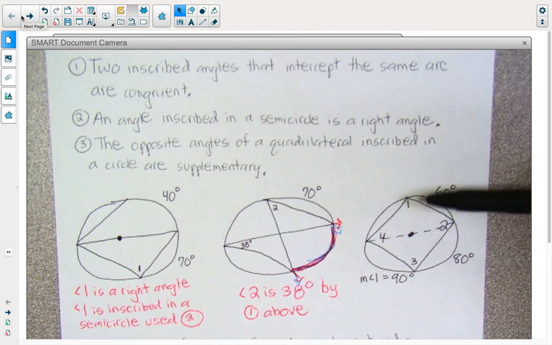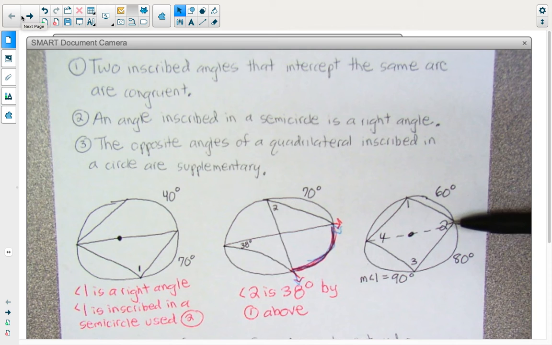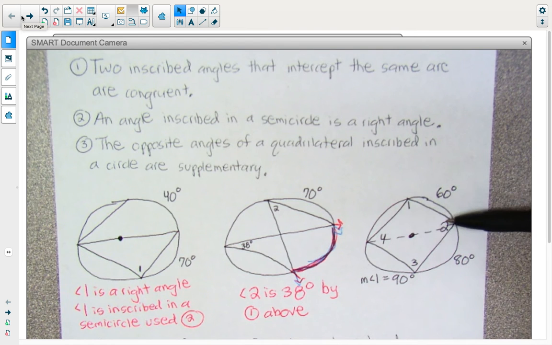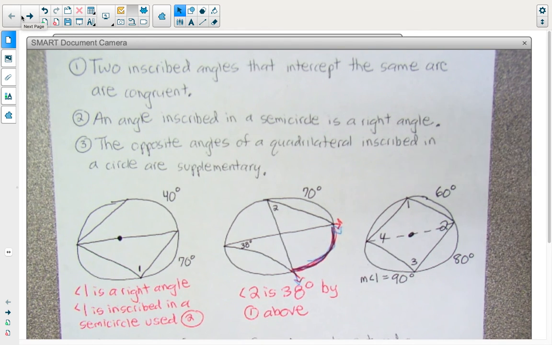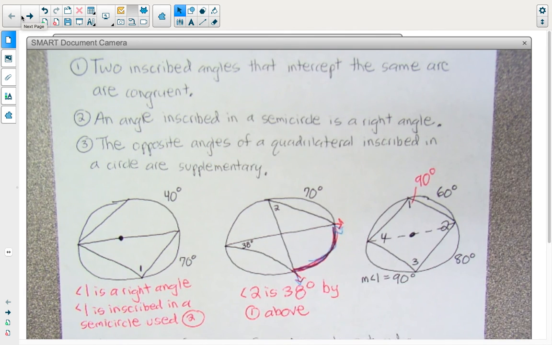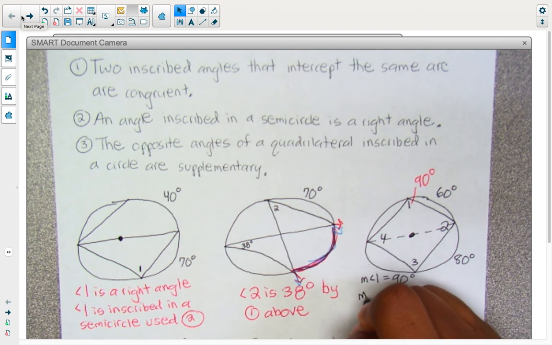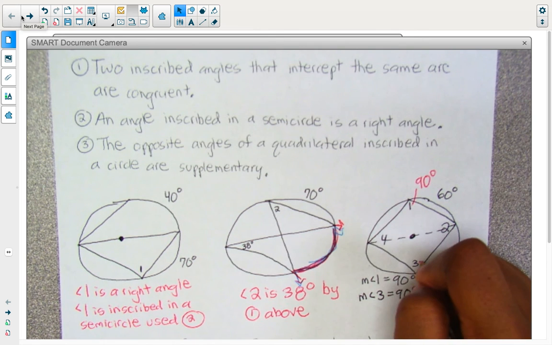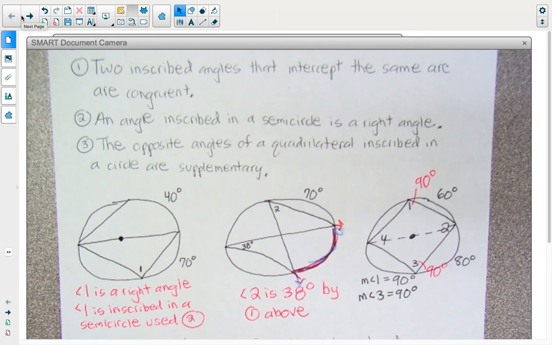How do I know that? Because I have an inscribed angle inside of a semicircle. So that's number 2 from up here. I have an angle that's inscribed in a semicircle, so that lets me know it's a right angle. So let me put in that 90 is a right angle. If 90 is a right angle, then the measure of angle 2, they're going to be supplements of each other. The opposite angles of a quadrilateral inscribed in a circle are supplementary. And I also know that angle 3 is also 90 degrees.